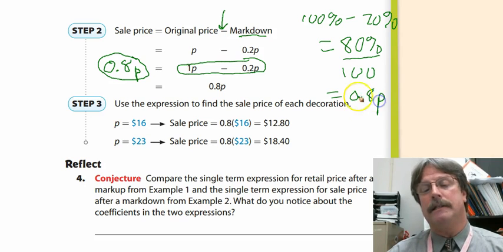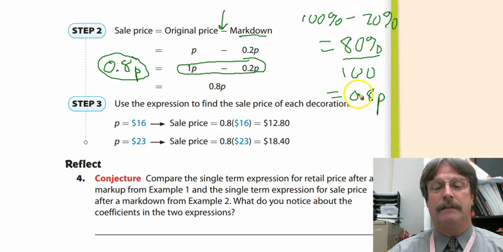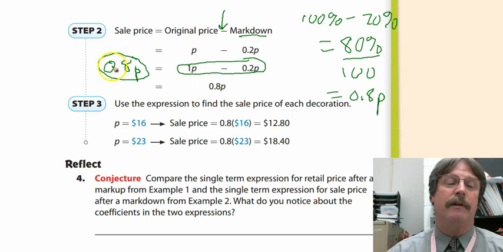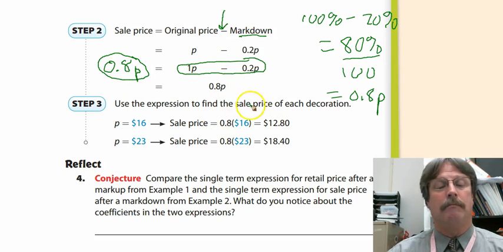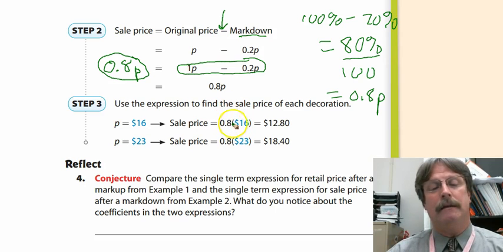So two different expressions that you can come up with to figure out what your markdown is. So here they take the Christmas decorations at $16 times 0.8, so they're using this expression, and you get $12.80. And then they take $23 times the 0.8, again using this expression, and you're getting $18.40. What we don't know is how much the markdown was from the original price. So using this one as an example, you would take the 23 minus the 18.40, and that's going to give you whatever that value is. You can go ahead and calculate that out.